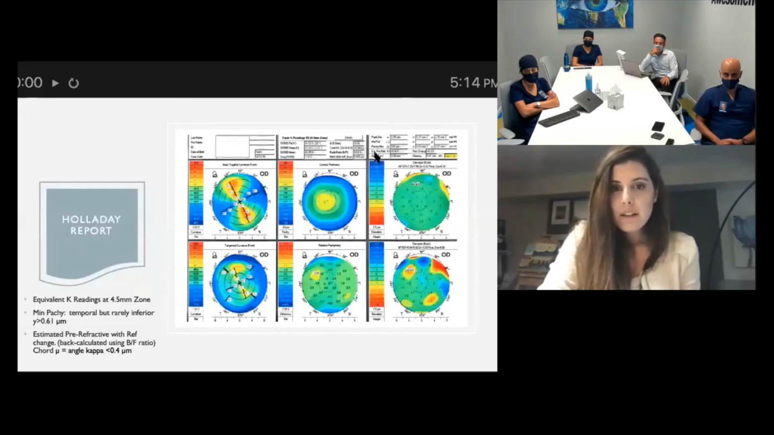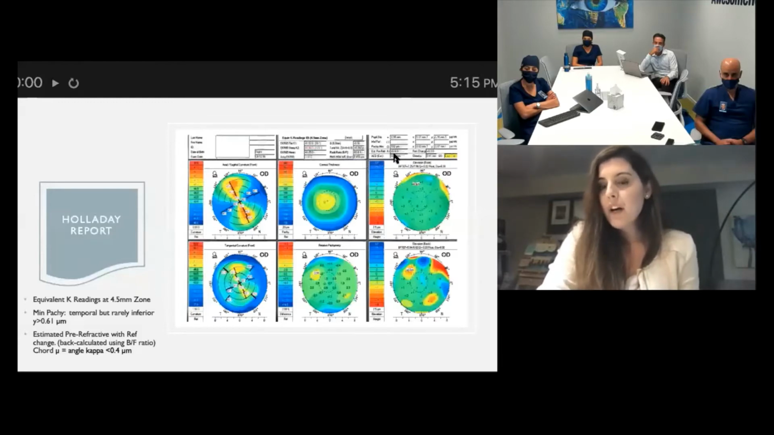Another interesting value that Holladay added to this report is this estimated pre-refractive K with the refractive change. These data are back calculated based on this back to front ratio and on the EKR readings, and it gives you what is estimated to be the pre-refractive surgery K if the patient has had refractive surgery, which can help you better calculate your estimated lens position after the surgery. Also, although we don't use it for that, what is interesting with this one is that it can give you a direct way to see if this patient has had refractive surgery or not. When the change is 0, it means that this patient hasn't had anything done before, and that should be okay.